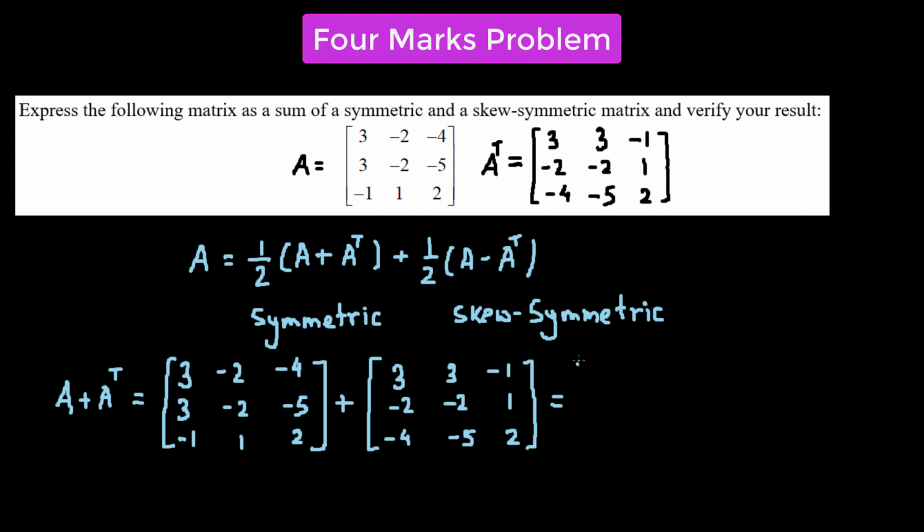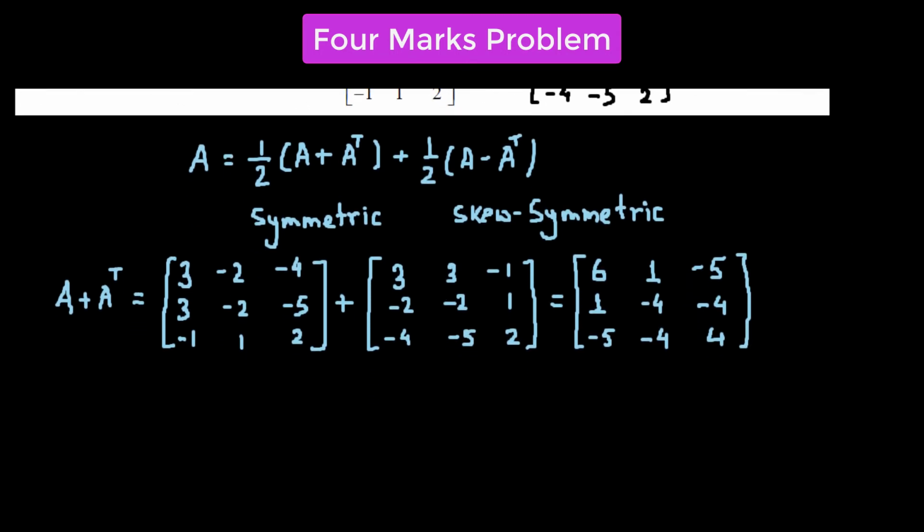So let's add it up. We're going to add the corresponding elements. 3 plus 3, the first element, is going to be 6. -2 plus 3 is going to be +1. -4 plus -1 is going to give us -5. 3 plus -2 is going to be 1. -2 plus -2 is -4. -5 plus 1 is going to give us -4. -1 plus -4 is simply -5. +1 plus -5 is going to give us -4, and 2 plus 2 is simply 4. So this is A plus A transpose.